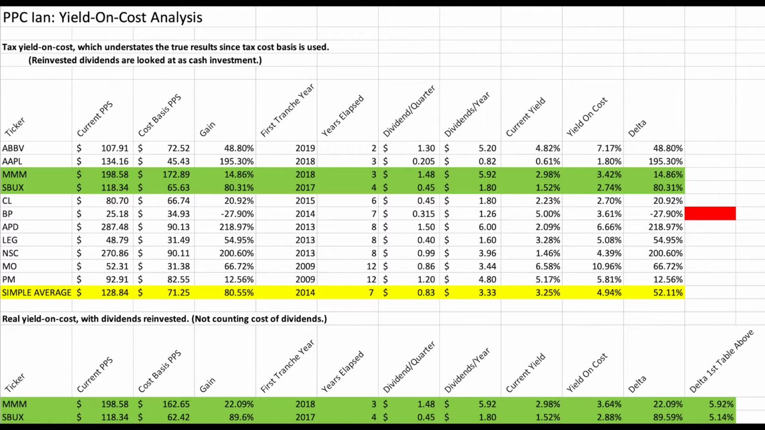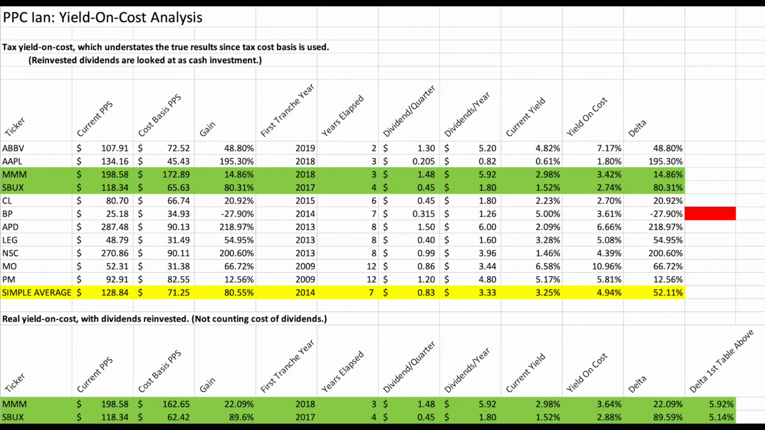This is one I'm not as excited about anymore, but hey, I'm doing all right. My cost basis is down at 31. It's at 48, so I'm up 50%, 55% almost. Been in it for 8 years. The current yield is 3.28. My yield on cost is 5.08, so 54.95% better yield on cost than what someone gets by just buying right now.